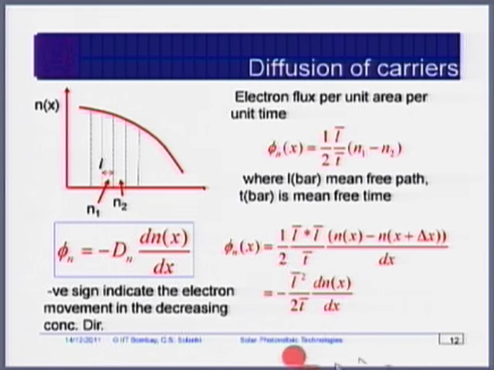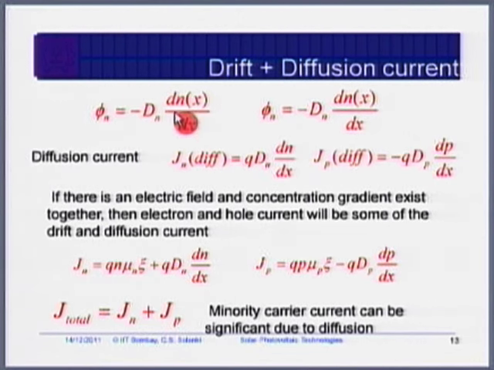Okay, you'll find the same thing here. So this is the flux of the electrons, and similarly, you can draw the flux of the holes. You can find out the flux of the electrons, flux of the holes, and the current density due to diffusion is Q times D_n times dn/dx, the concentration gradient. And current density due to the holes is Q times D_p times dp/dx, the concentration gradient of holes. Okay, the important thing is why there is a negative sign here. Let us understand that.